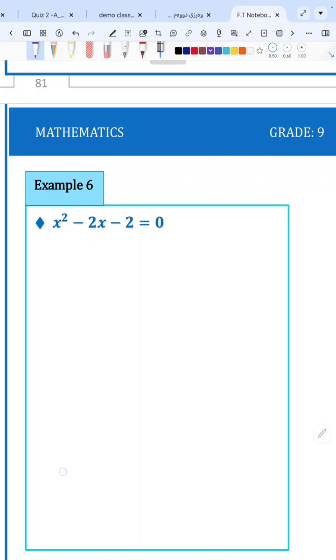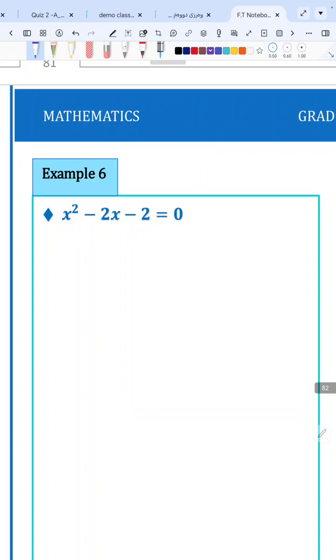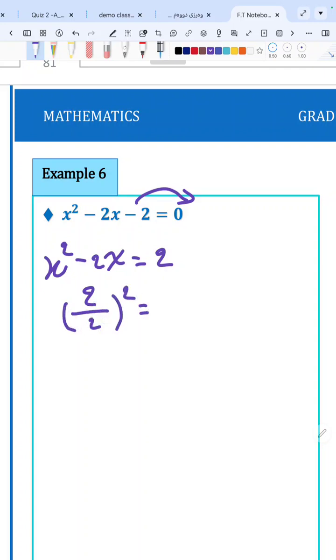Example 6, we have x power 2 minus 2x minus 2 equals 0. You have to move 2 to the other side. It will be x power 2 minus 2x equals 2. Now, what's the coefficient of x? It's 2. 2 divided by 2, power 2, equals 1 power 2, which equals 1.